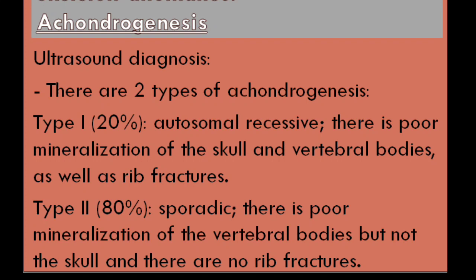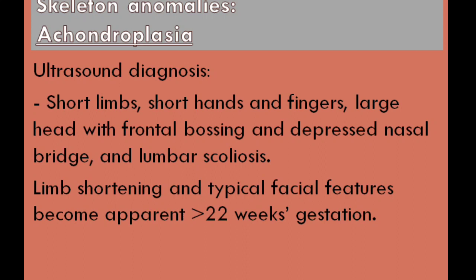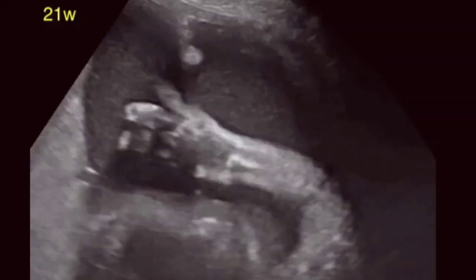3. Achondroplasia. Ultrasound diagnosis. Short limbs, short hands and fingers, large head with frontal bossing and depressed nasal bridge, and lumbar scoliosis. Limb shortening and typical facial features become apparent at greater than 22 weeks gestation.